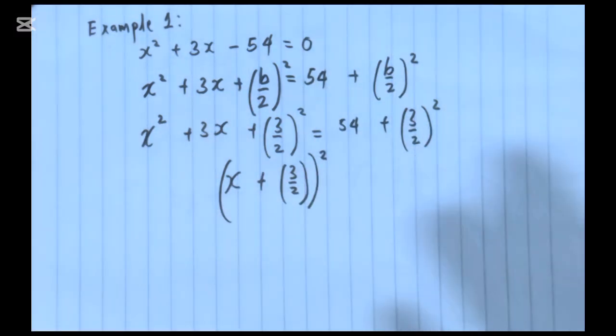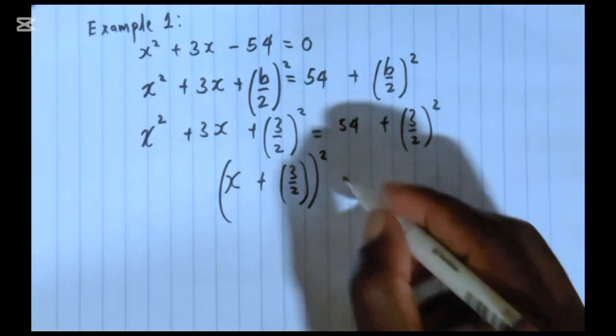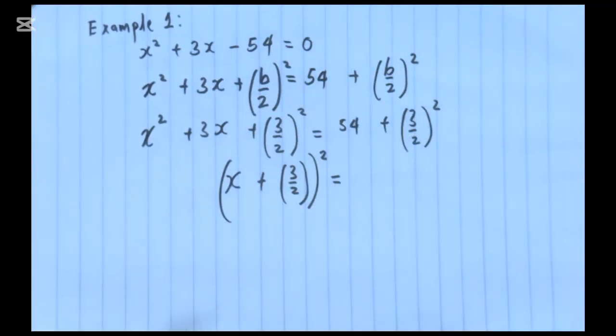We are going to write it in its factorized form, and the factorized form basically is, as you can see, (x + 3/2) all squared. And so we are then going to try and simplify the right hand side. Okay, so we are having 54 plus 3. Let me get my calculator. So we're having (54 + 3) all over 2, and all that is squared.